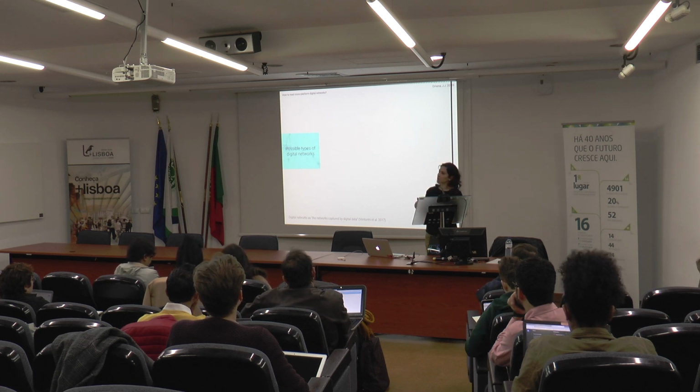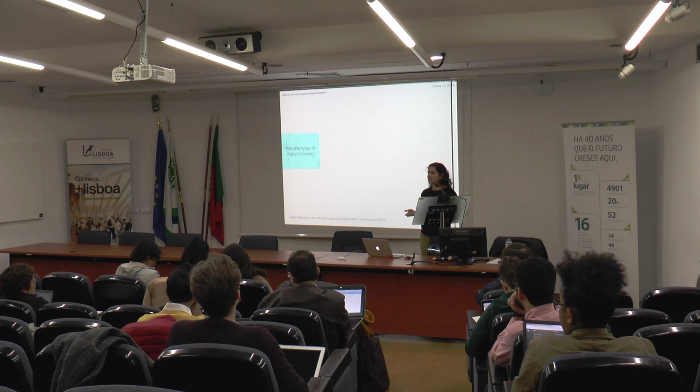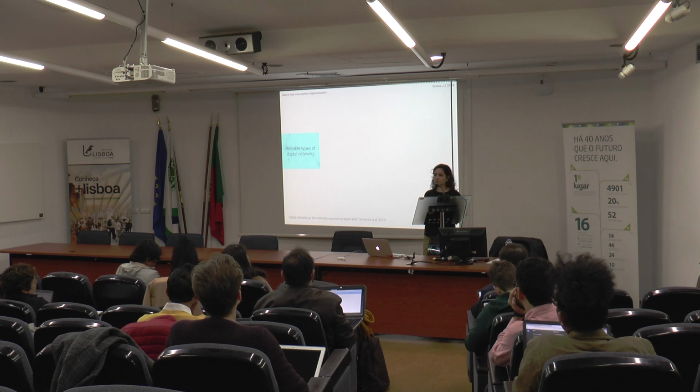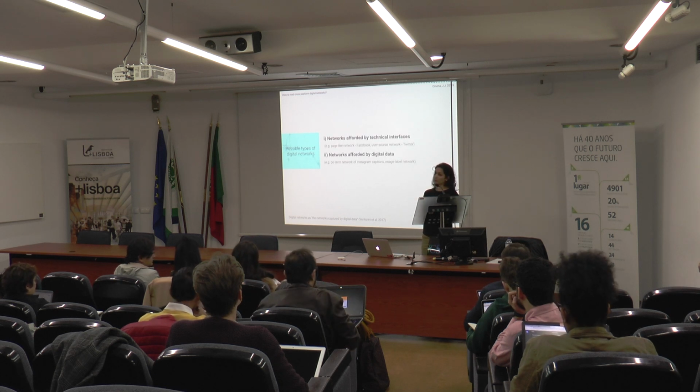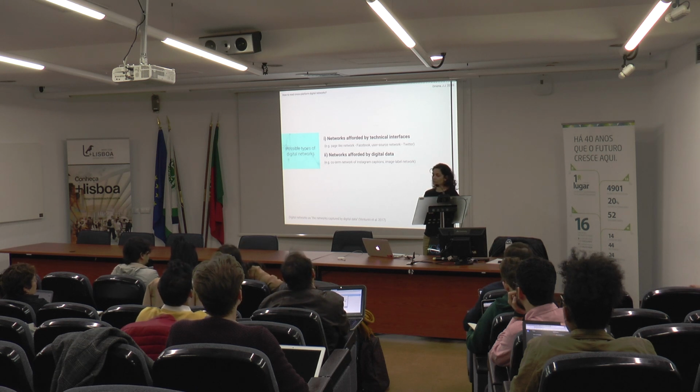And now moving to the possible types of networks. Of course, you may have seen different types of networks: core hashtags, links, page-like, image networks. But in this field, I'd like to think in two broad categories. If we recall this idea of networks as captured by digital data, we may want to think in networks afforded by the internet, by technical interfaces, and networks afforded by digital data. What do I mean by that?